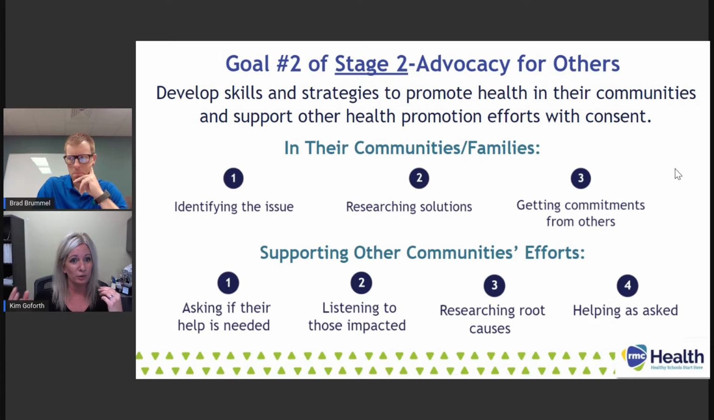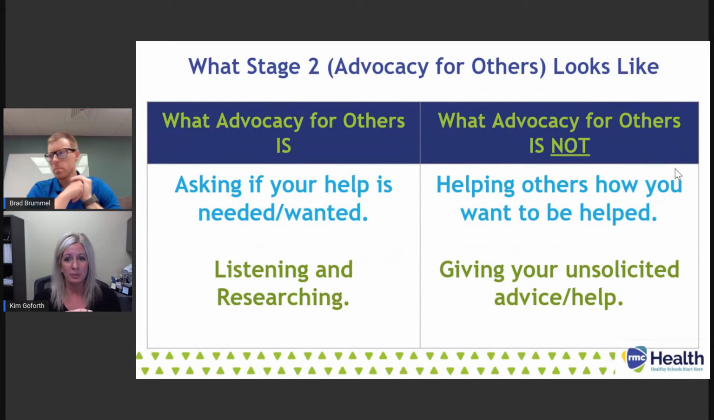So what does stage 2 look like and sound like? A little bit tricky. This is so hard to stay in the left-hand box if you're a fixer. If you have students that are pleasers or fixers, this may be a challenge for them. You have to ask, is my help needed here? And then really listening, because the answer may be, no, I just need you to do the research for me. And you have to be willing to do that.